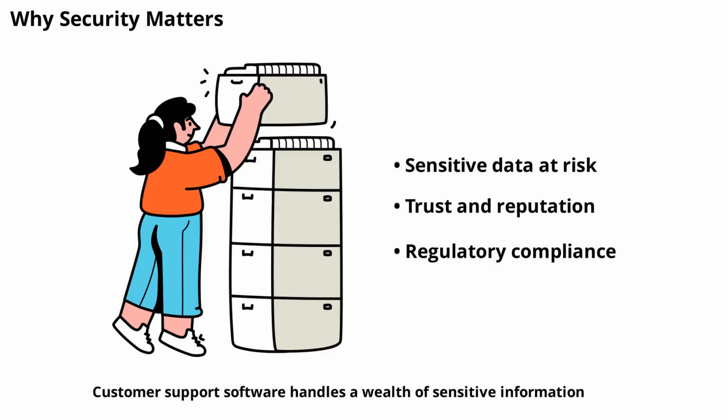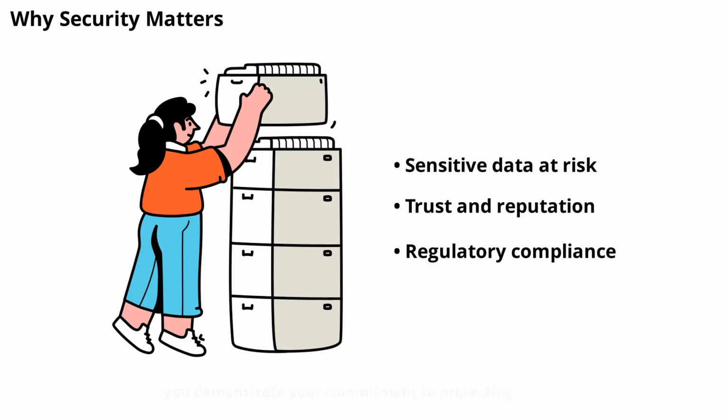Customer support software handles a wealth of sensitive information, from personal details to payment data. If this information falls into the wrong hands, it can lead to identity theft, financial loss, and a damaged reputation for your business. That's why security isn't just a technical requirement, it's a fundamental part of building trust with your customers. By prioritizing security settings from the start, you demonstrate your commitment to protecting customer data and complying with regulations. Let's explore the first steps you should take to secure your support platform.